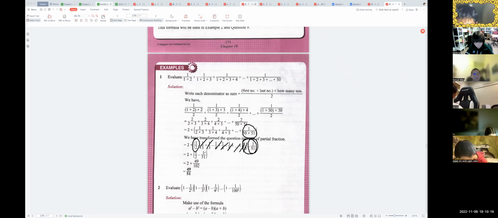Wait, so even if it had like 1 over 34 times 35, then you just equal 1 over 34 minus 1 over 35? Yeah. Does that apply for every fraction? As long as it follows the same rule. Yeah, so let's take a look at this one. It applies for all the fractions. Very good, Samuel. You can think about it.